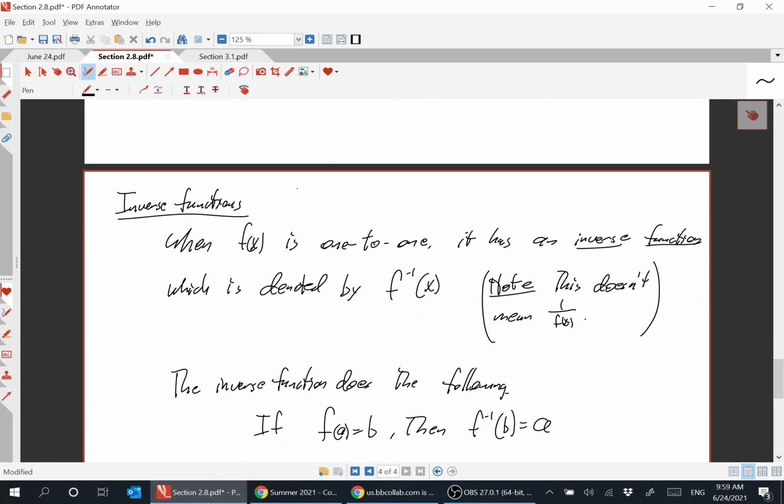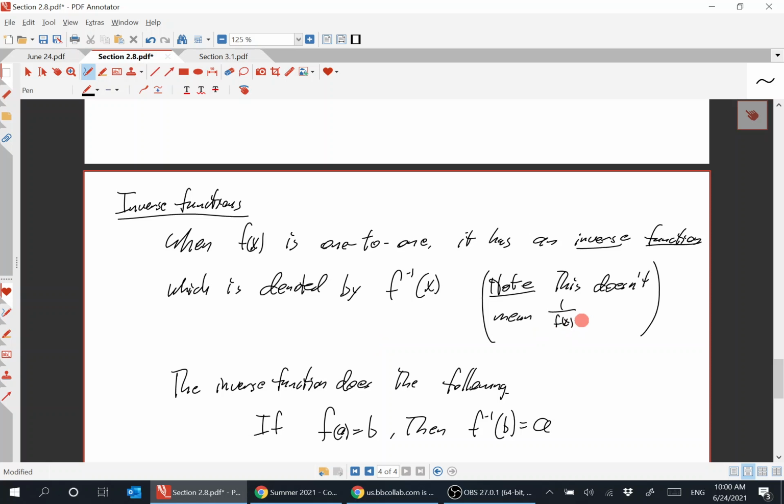All right. Inverse functions. When a function f is one-to-one, naturally or via a restricted domain or whatever the case might be, it has what's called an inverse function, which is denoted by f to the negative 1 of x. This doesn't mean 1 over f of x. It means inverse function. So this is a great example of the shortcomings of mathematical notation, that we use the same notation to mean 2 different things.